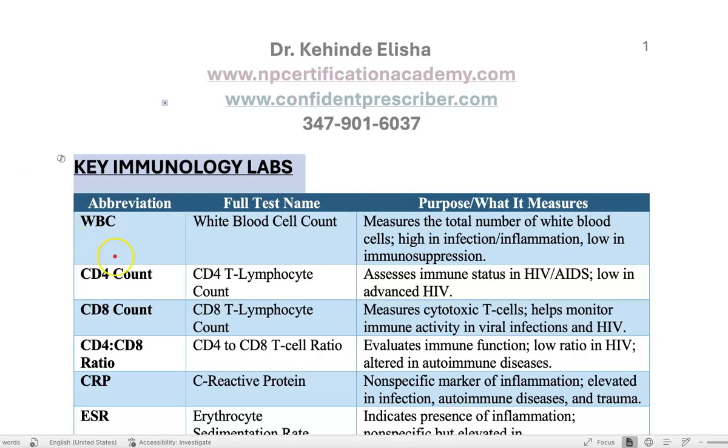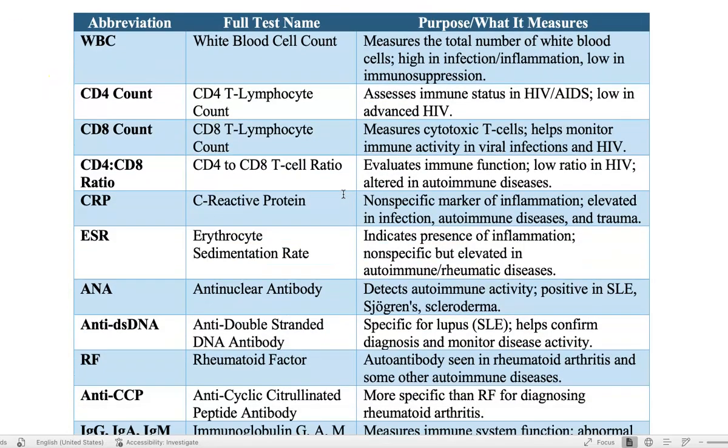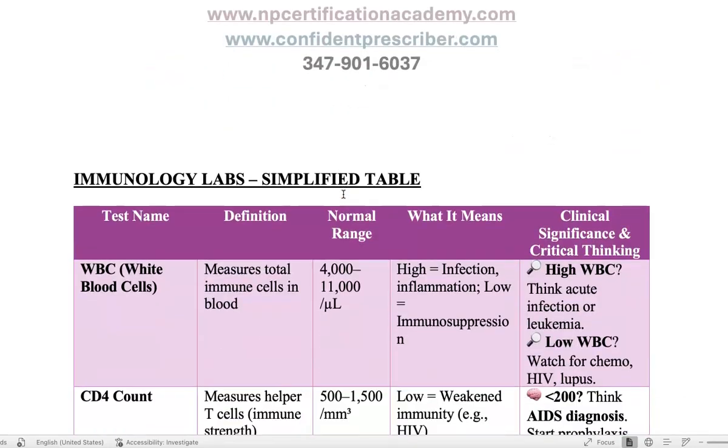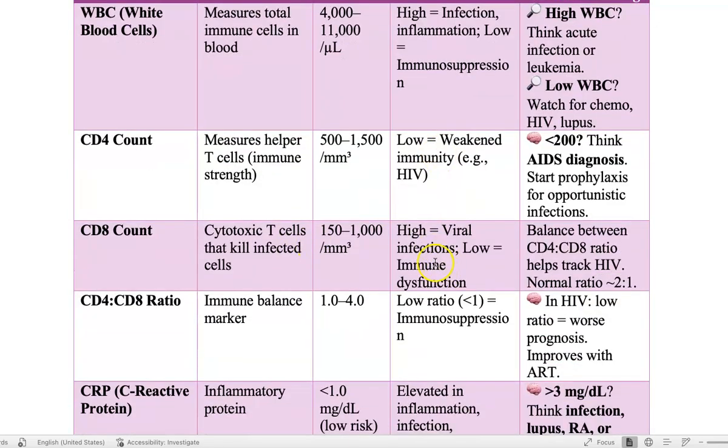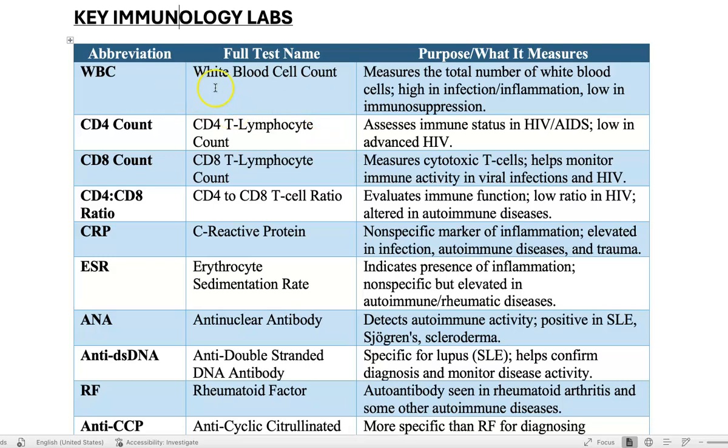We're going to first of all get started with immunology labs. But before we even go to immunology labs, let's go through immunology concepts and abbreviations that we tend to see and what they mean. And then we'll go through the labs that have been simplified here. All right, so the first thing we're going to go over is what? WBC. That means white blood cell count. Most of us know this one, right? And then what does it do? It measures the total number of white blood cells, high in infection or inflammation, low in immunosuppression.